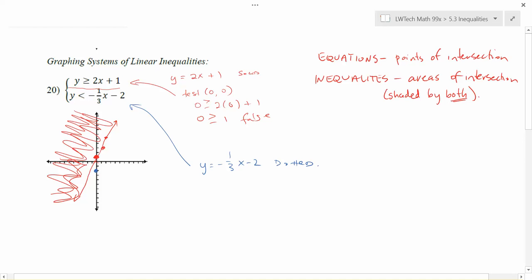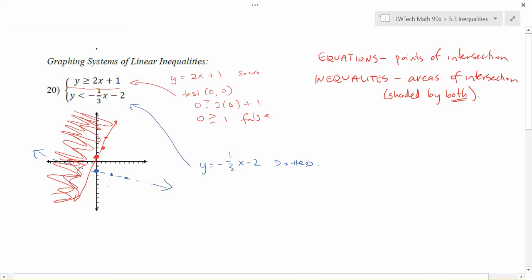So my y-intercept is negative 2. I go down to negative 2 and I put a dot. My slope is negative 1/3, which means I'm going to go down 1 over 3 this time, and I'm going to end up with a graph that's moving downhill because of the negative slope. So here I draw in my dotted line, and keep in mind that this is the blue line, and that's the boundary region that I'm interested in for this graph.